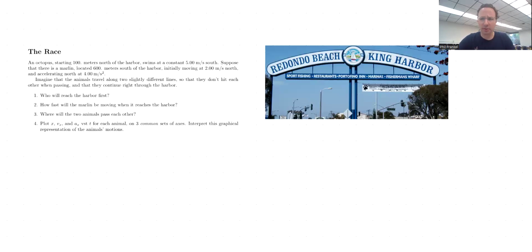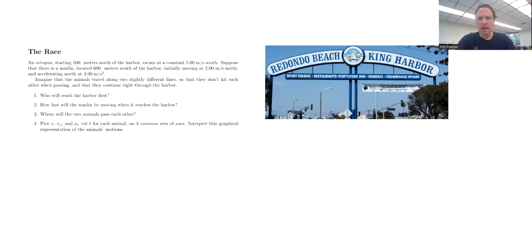So we have some questions that we want to address here, like who will get to the harbor first? How fast will the marlin be moving when it reaches the harbor? Where will the two animals actually meet up and pass by each other? And then we also want to construct position, velocity, and acceleration versus time graphs for the two separate animals.